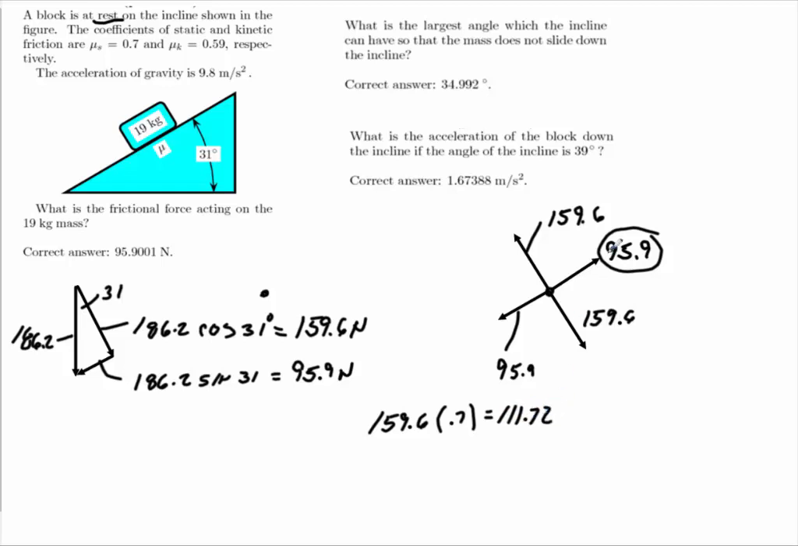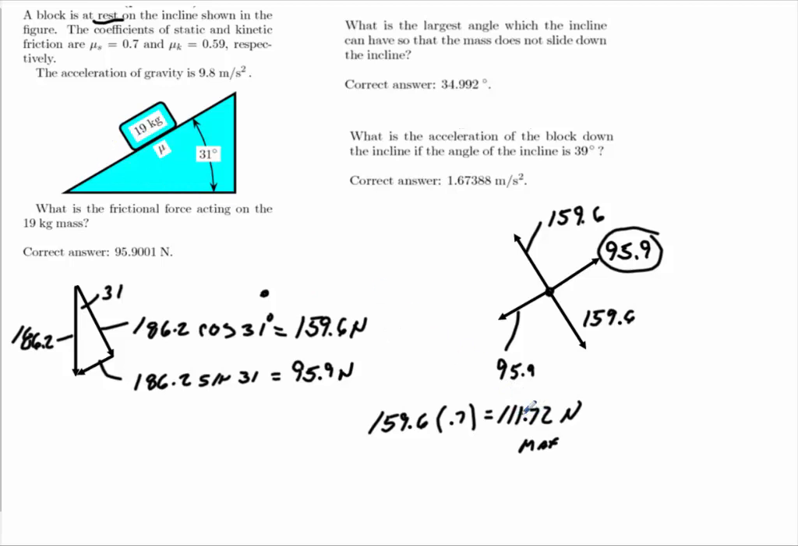What you cannot do is say my frictional force by definition is 111.72, because that means that friction would actually make this block accelerate up, which is impossible. This is the maximum frictional force here. So I could actually pull down on this thing with a force, and I could keep pulling and pulling until the sum of this and whatever I'm pulling reaches 111.72. At that point, the object will start to slide.